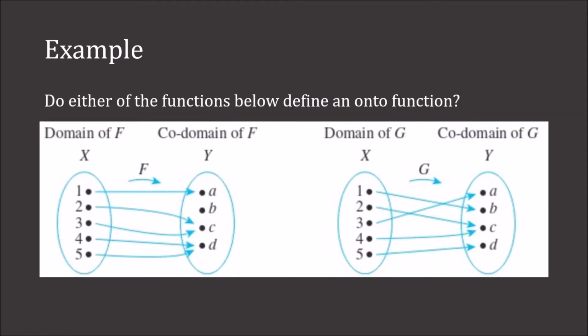So look at these 2 functions. We wish to determine which of these 2, if any, are onto. So we look here, b does not have an arrow going to it, so f is not onto. If we look over here, a, b, c, d, they all have at least 1 arrow going to them. So here we'd say g is onto. Now again, this is for functions on finite sets.